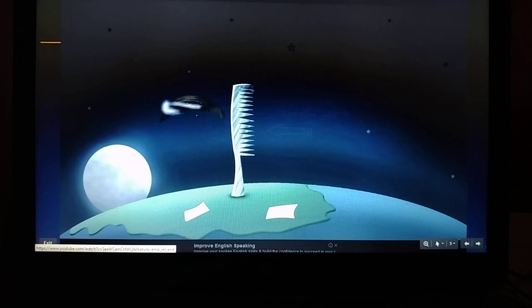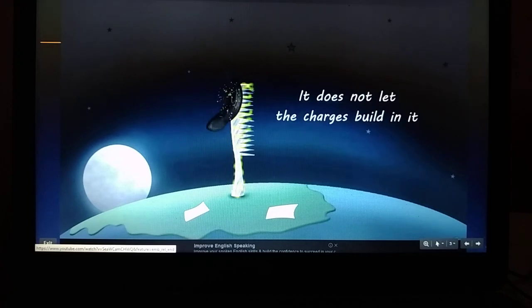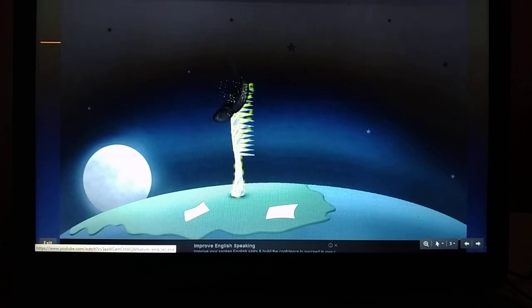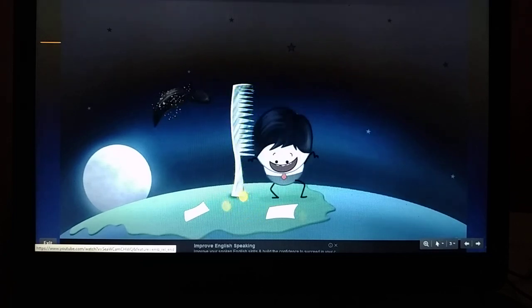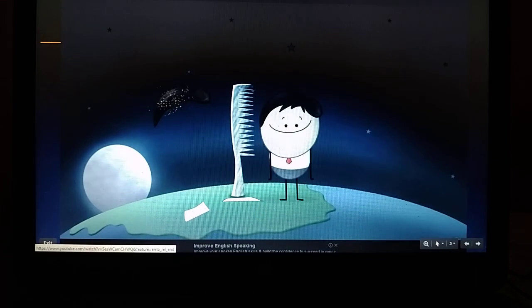Now if you replace it with a metallic comb, charge will be generated, but it will pass through. It will not store. Now there will be no magic here.